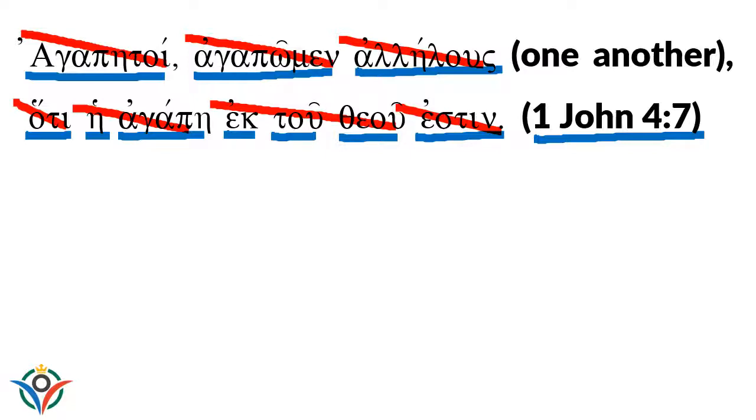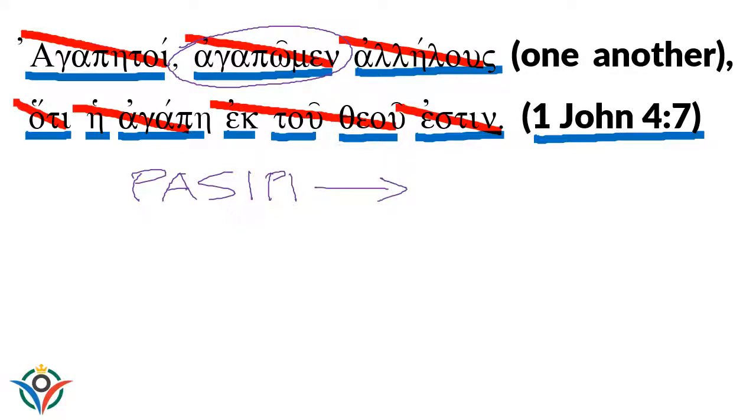Let's make one or two observations here from the text. Firstly, let's look at this verb over here. It is a present, active, subjunctive, first person, plural. And if you haven't noticed already, this is a subjunctive that is functioning as a hortatory subjunctive, where the author is including himself in the exhortation that he's given. And that's why we translate it with the words, let us love one another.